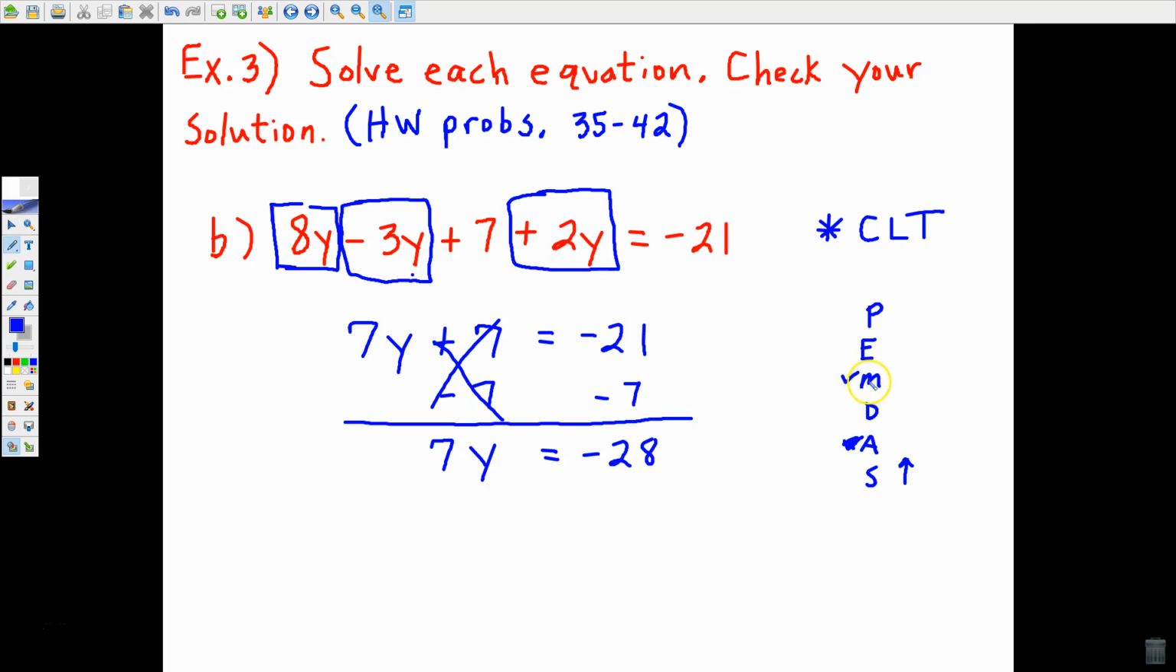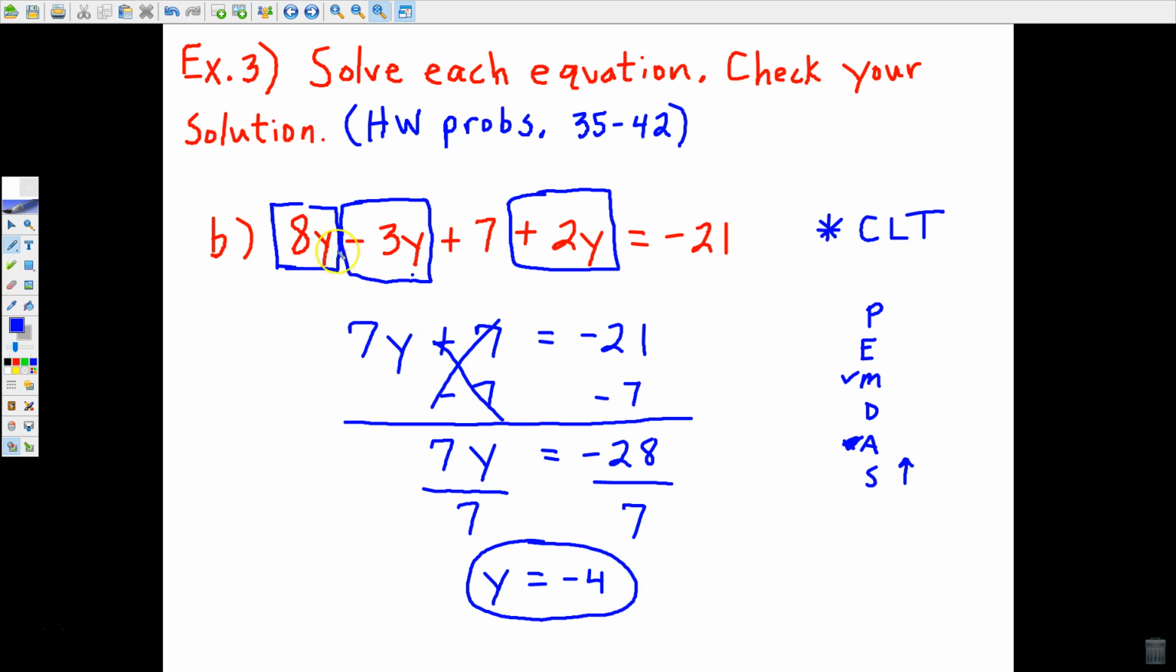Now I'm left with only multiplication. I need to undo multiplication by 7, and I do that with division by 7. And I get my solution for y equals negative 4.